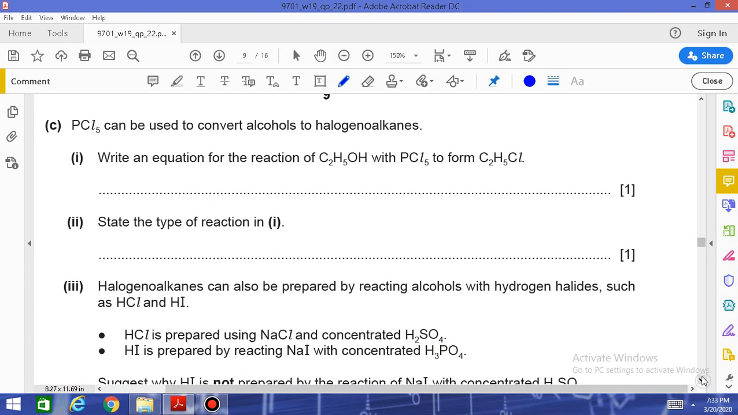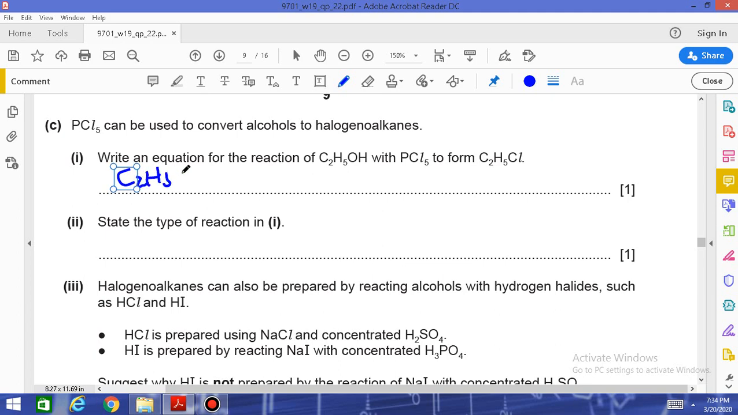We continue. Part C. PCl5 can be used to convert alcohols to halogenoalkanes. Write an equation for the reaction of ethanol with phosphorus pentachloride to form chloroethane.